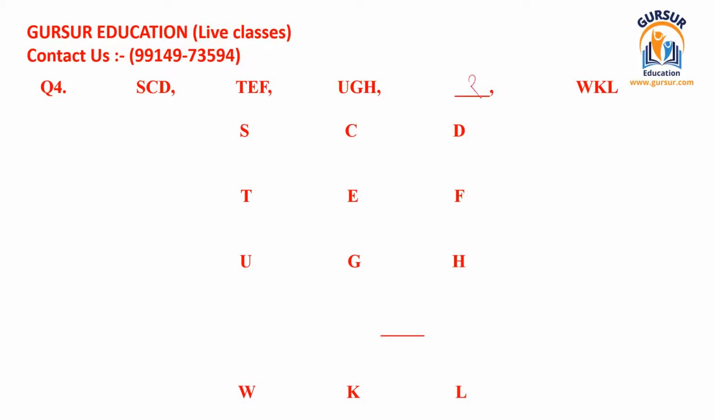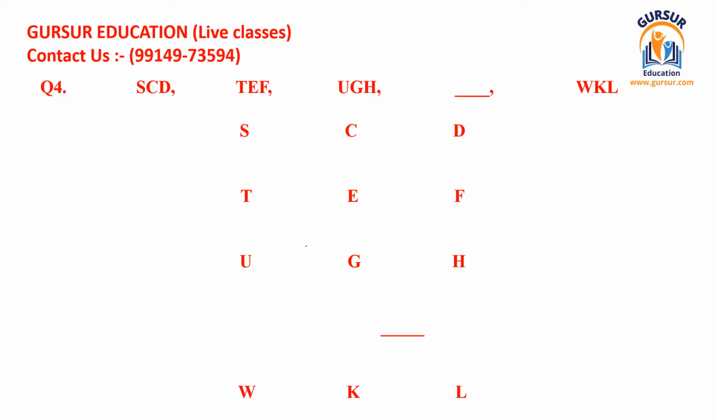Okay, so there is a question mark, there is a possible series. This is the first element S, C, D, T, E, F, then U, G, H, then W, K and L. We have already written it in an elaborated form. We have to see the relationship of the first elements, then the second elements, then the third elements, and in this way we shall try to find what shall come at the place of this question mark.